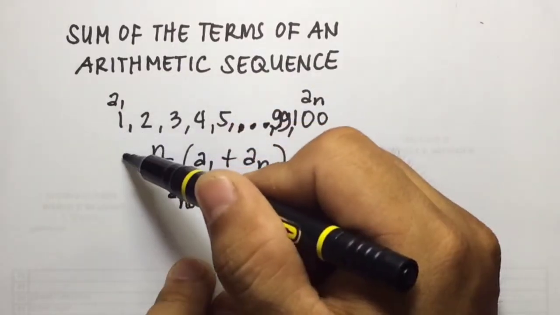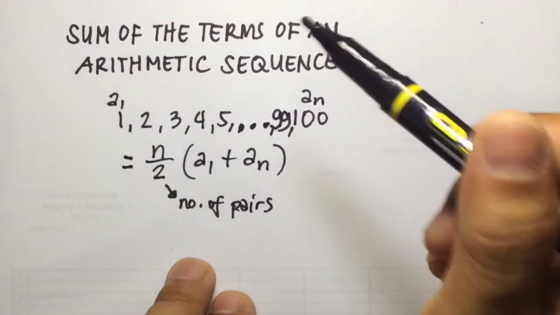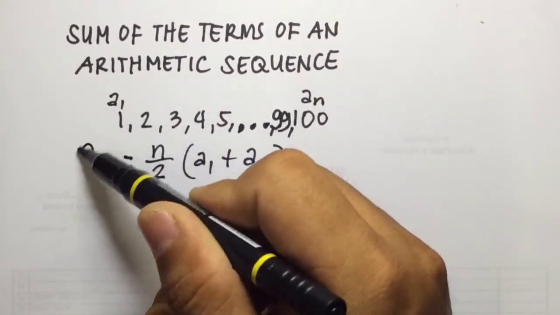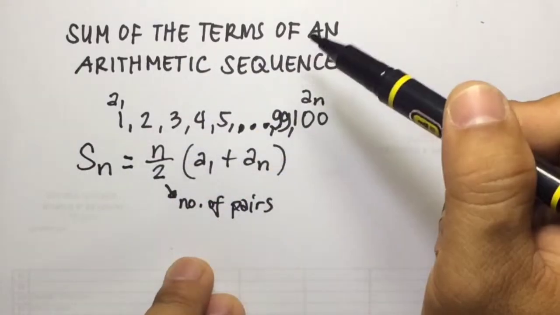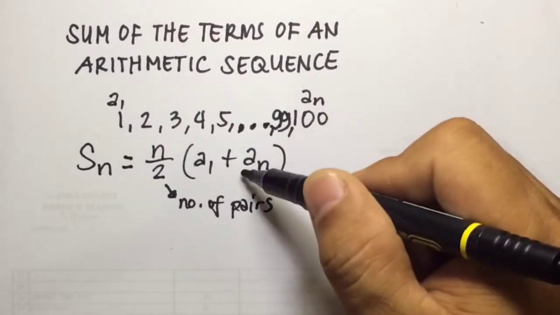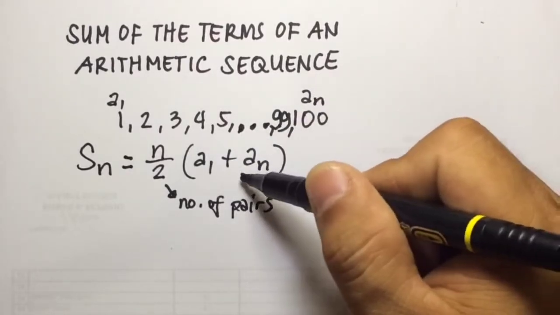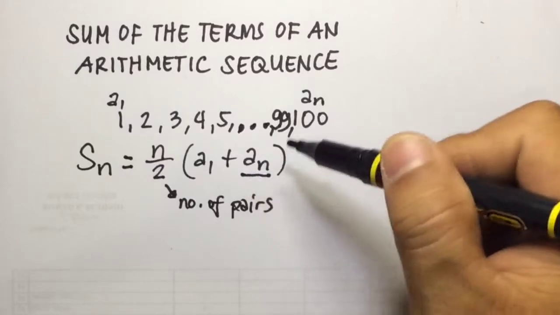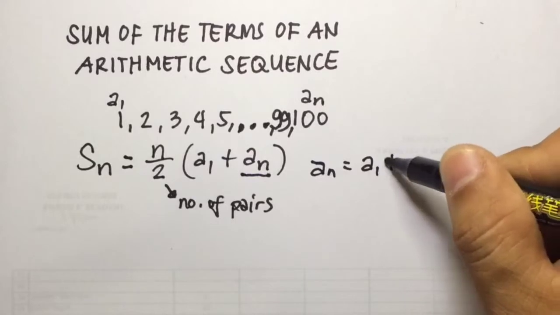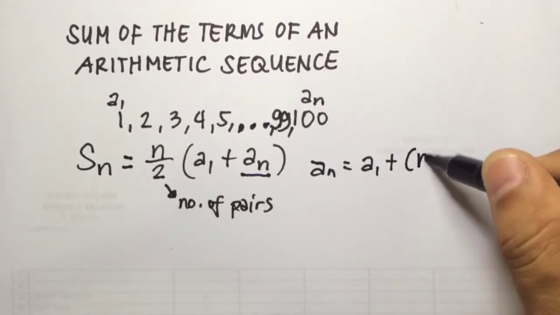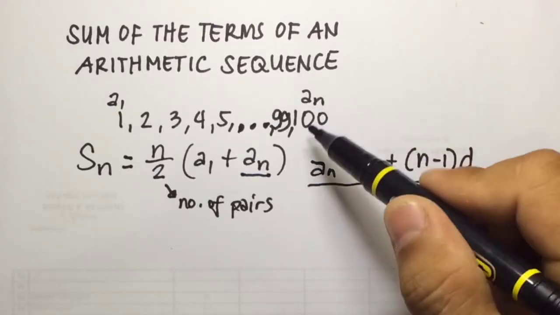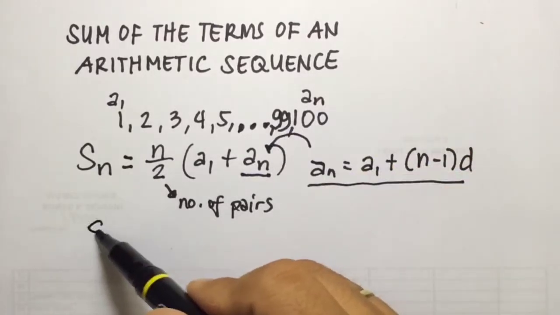So this will be the formula that we're going to use in finding the sum of the terms of an arithmetic sequence. So let's have the sum as s sub n. This is the sum of the terms of the arithmetic sequence. And if we're going to look at here, we have a sub n. And then in our previous video, a sub n is equal to a sub 1 plus quantity of n minus 1 times d.